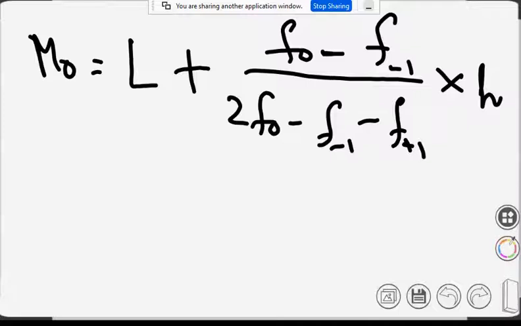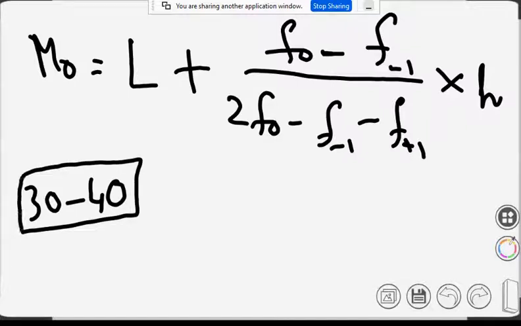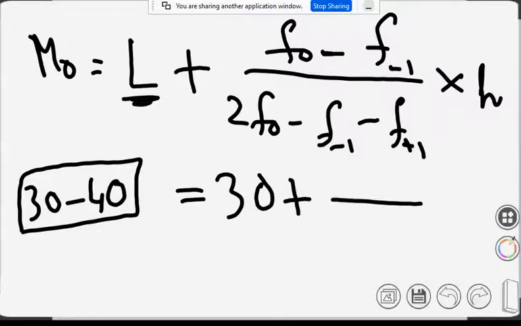Now all of them are defined according to the modal class. What is the modal class? The modal class is the class or group with the highest frequency. So which group has the highest frequency? I think again 30 to 40, isn't it? Yes, sir. So 30 to 40 is the modal class as well as the median class. Both the median class and the modal class are 30 to 40. Hence L is similarly the lower class boundary. So that is 30. 30 plus f1 is 50.